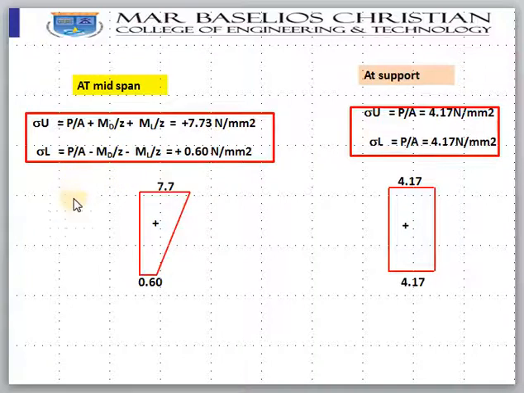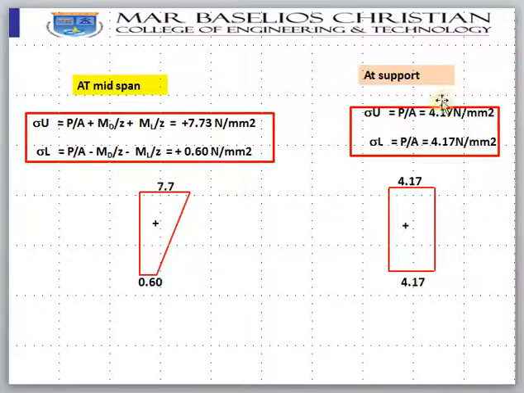Downward will create the beam to bend downward actually. So top will be compression, bottom will be tension. So P by A plus MD by Z plus ML by Z, so you will get plus 7.73. And sigma L at lower fiber, it is P by A minus MD by Z minus ML by Z. So you will get plus 0.6 Newton per millimeter square.